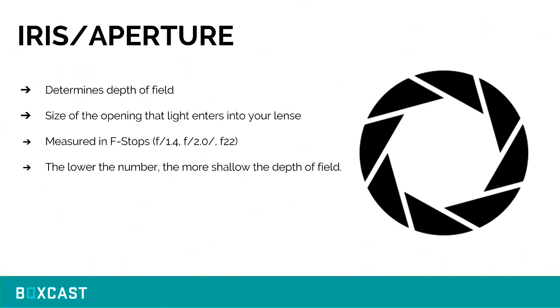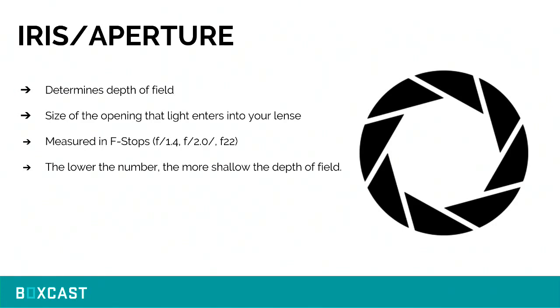Aperture and iris determine depth of field, and it's literally determining the size of the opening within the lens that light's entering in. And you can see this little symbol right here. This is actually what an aperture ring kind of looks like in a camera. It'll open and close just kind of like that. It's measured in f-stops, which looks like a really crazy technical term like f1.4, f2.0, but it's really not. The basic thing to understand is the lower the number of an f-stop, the more shallow the depth of field you're going to get in your image.